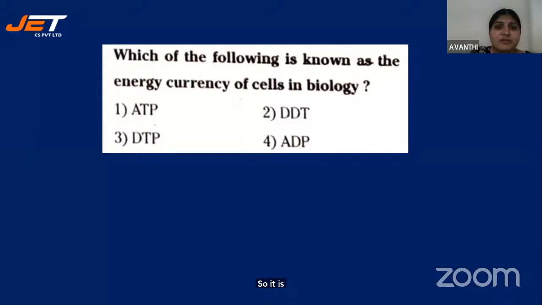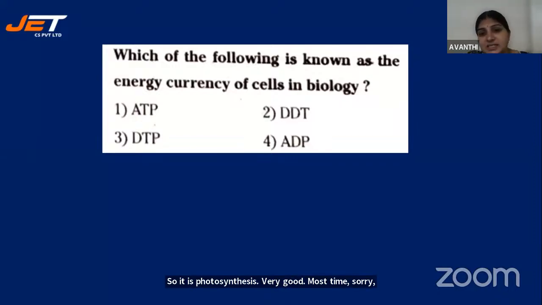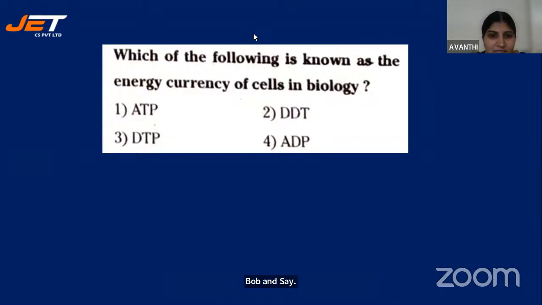Which of the following is known as the energy currency of the cells in biology? The direct question, you have to give the answer. ATP, DDT, DTP, ADP. What's the answer? Pavan Sai. Yes. Gayatri, Ashwin, Monica, Swati, Yogita, Ashwin. Very good. Renuka, Shruti. Yes, Nana. Very good. Absolutely correct. It is ATP.